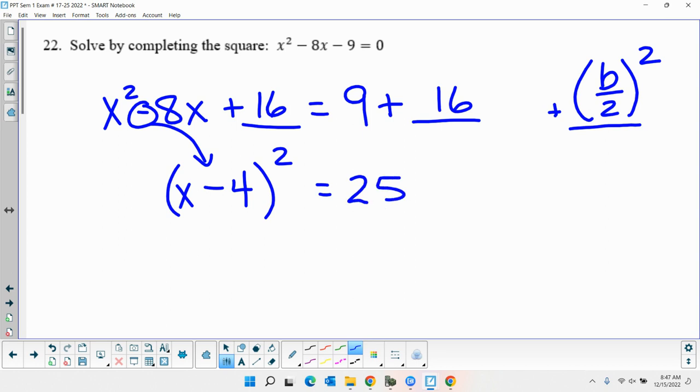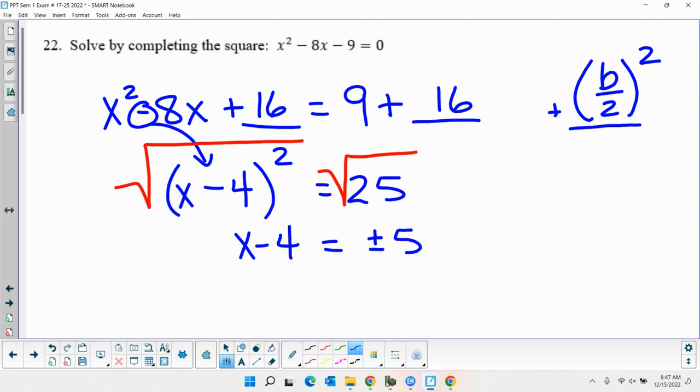That's 25. Now, what do I do to get rid of that square? Get a square root. Okay. So what's the square root of x minus 4 squared? Itself, right? The square root of something squared is itself, right? Now, you got to do plus or minus. What's the square root of 25? 5, right? So what do I do with the 4?